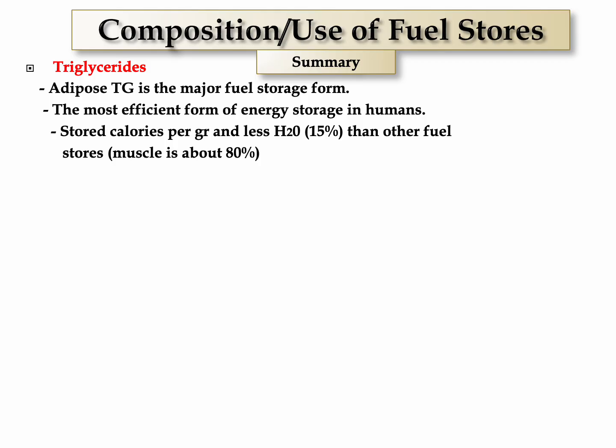Now, adipose triglycerides are the body's primary and most efficient energy stores, containing more calories per gram and much less water, about 15%, compared to other stored tissues like muscle, which holds around 80% water. This makes fat a dense and compact fuel reserve.